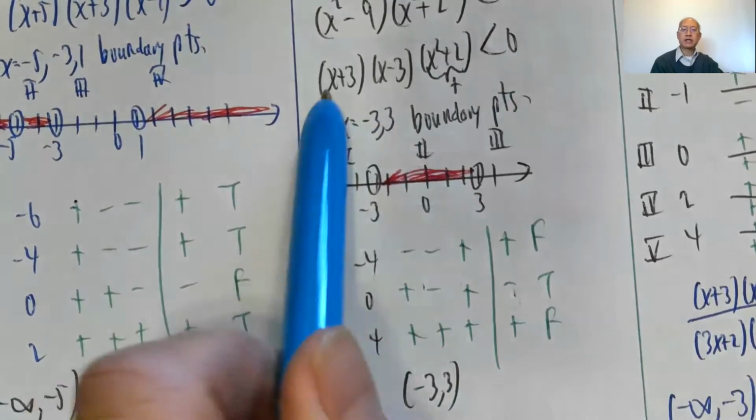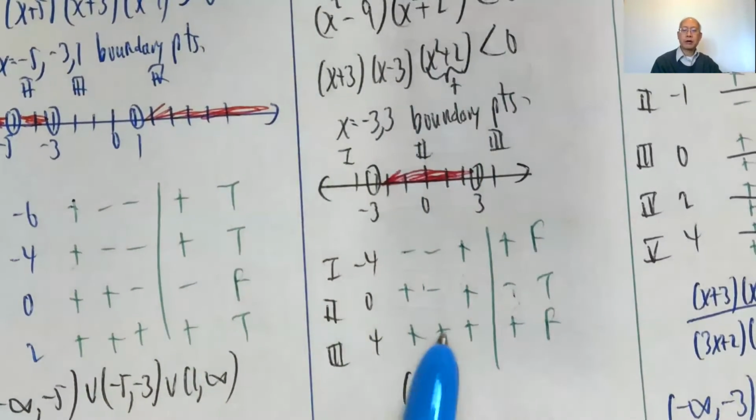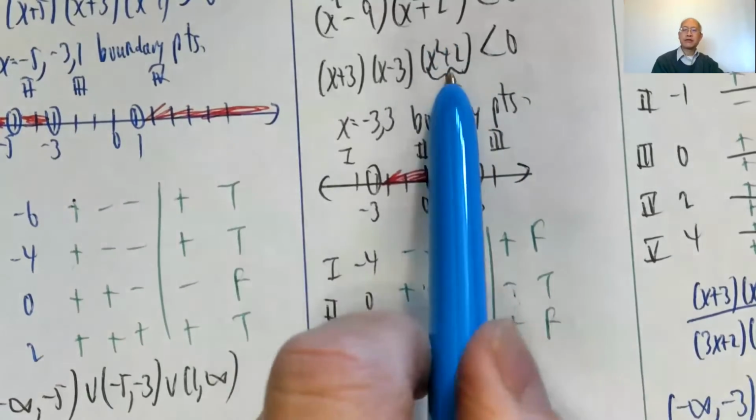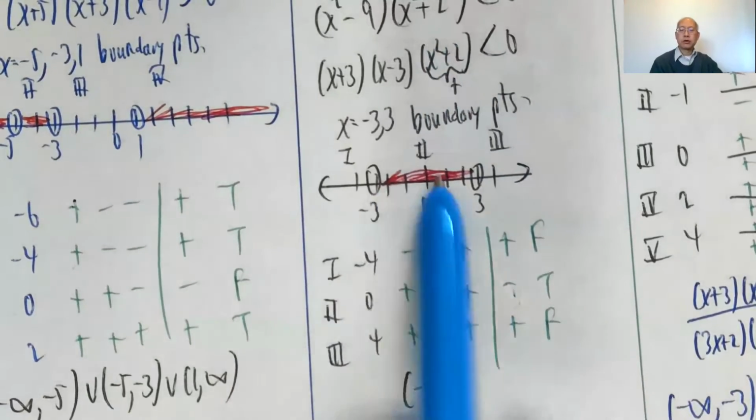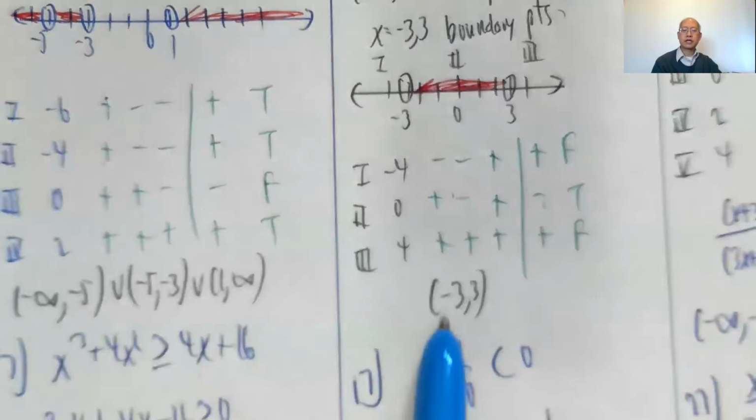Region 3, 4. Positive, positive, positive. Multiply them all together, you get a positive. Is a positive less than 0? No, that's false. So only region 2. So my solution set is negative 3, 3.